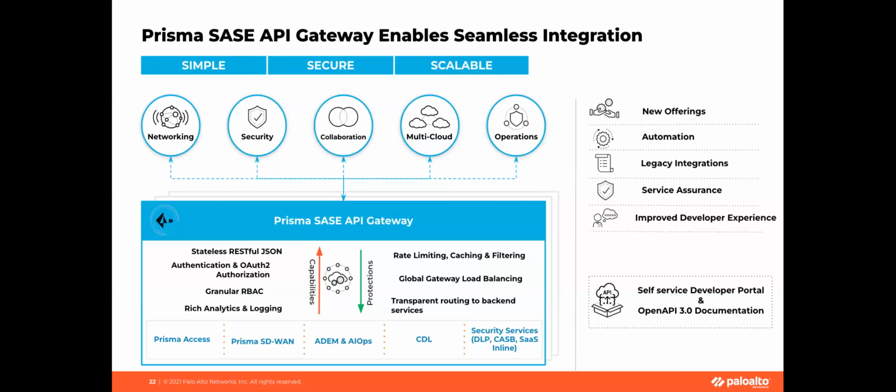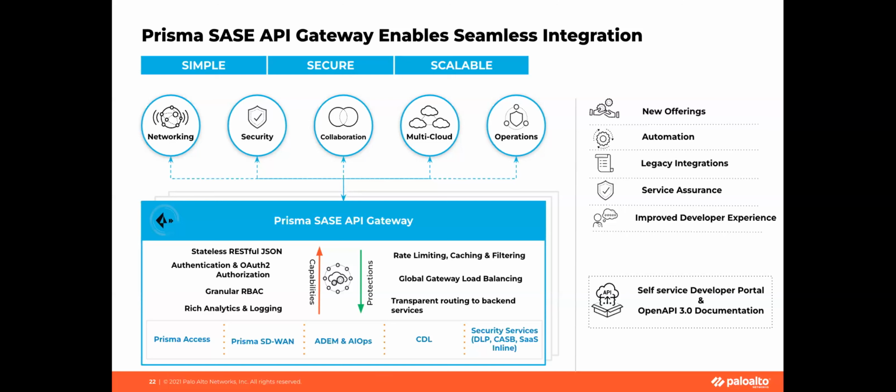Moving on to the second pillar that we discussed, API. So we have a very robust API gateway service, which is an important component of our SASE platform. This API gateway service offers seamless integration and convergence for all the key components in SASE. So it provides a unified API interface for Prisma Access, Prisma SD-WAN, Addons, AIOps, Cortex Data Lake, and all other security services like DLP, CASB, SaaS Inline, etc.